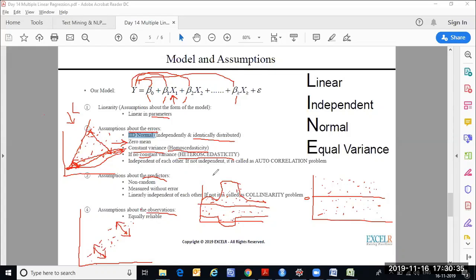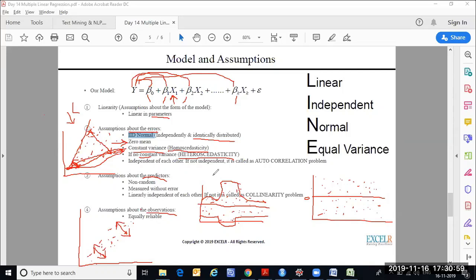Heteroscedasticity is the problem that you have in your data. Homoscedasticity is the expected behavior that you would like to see, right? And the last but not the least assumption about the errors is that they are independent of each other. What should be independent? These errors should be independent of each other.